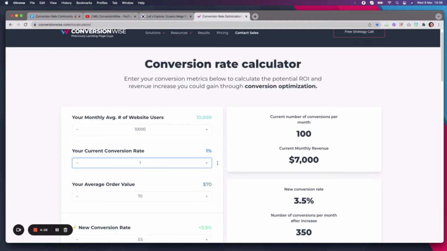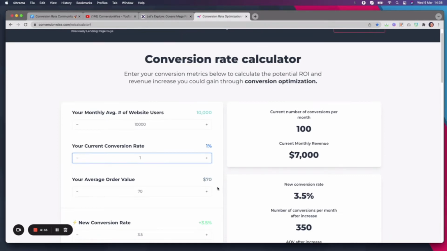So we've got a 1% conversion rate, and let's use the Let's Explore example, because theirs is $69, but we'll just round it up to 70, and your AOV is $70. So obviously we've got 100 conversions per month, and this would give you your revenue of $7,000. So without touching anything, the same traffic, you're sitting there on $7,000 with your monthly revenue.